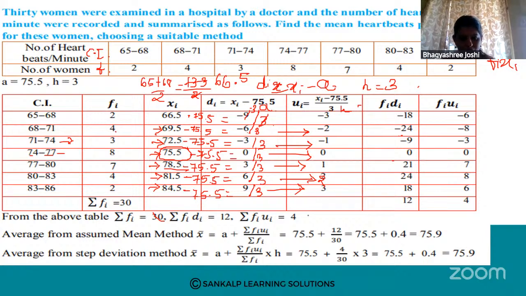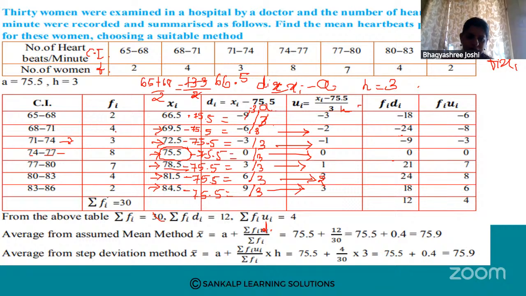So for assumed mean, we want sigma Fi di, right? And for step deviation, sigma Fi ui. So for that, we'll calculate Fi di and Fi ui. Yes. So what is Fi ui? Fi into ui. 2 into minus 3, that is minus 6. 4 into minus 2, that is minus 8. 3 into minus 1, that is minus 3. 8 into 0, that is 0. 7 into 1, 7. And 4 into 2, that is 8, 2 into 3, that is 6.